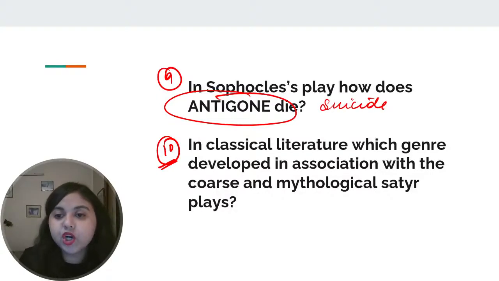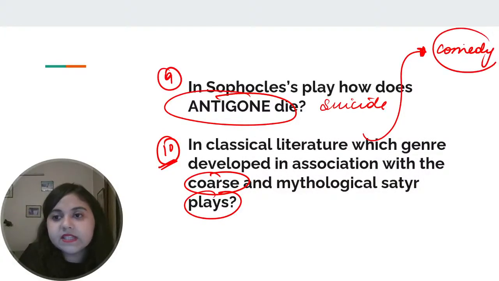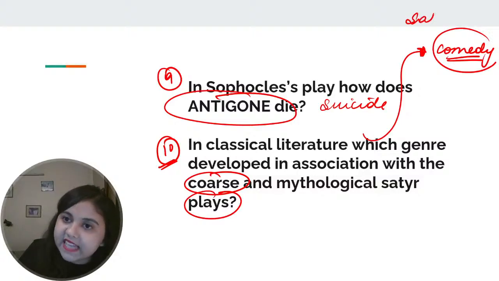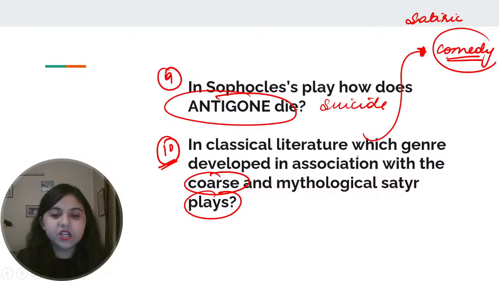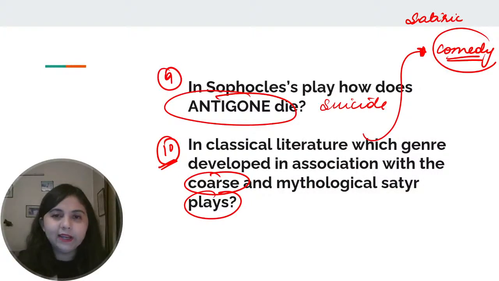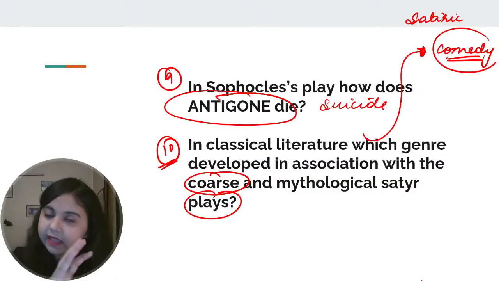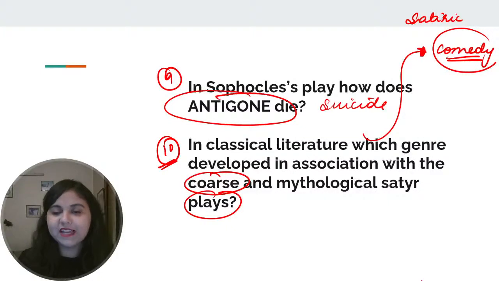In classical literature, which genre developed in association with the coarse and mythological satyr plays? Of course there was satyric drama, but comedy was developing. Satires were predominantly comedies during the classical time. So if you've given satyric plays, that is right. If you've given comedy, give yourself marks. Out of 10, you can mark yourself how many marks you got.